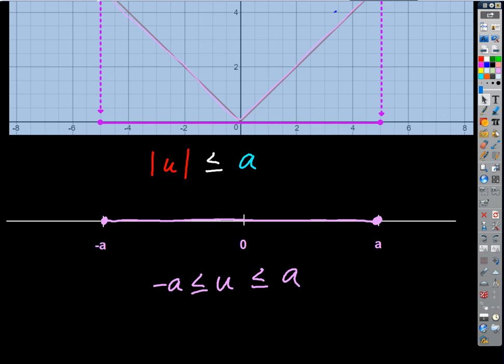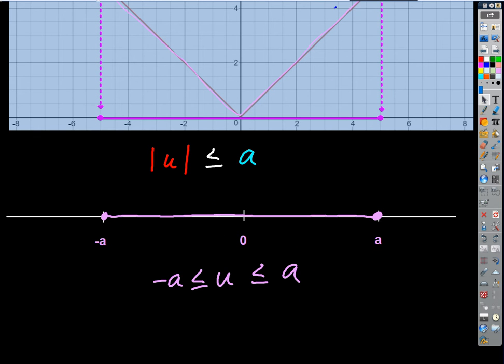So we could represent that by this segment on the number line. Everything between negative a and positive a, but we're including the endpoints this time, because we've got the equal sign included, right? So how do we say that? Well, that's an and inequality, a compound inequality, isn't it, right?